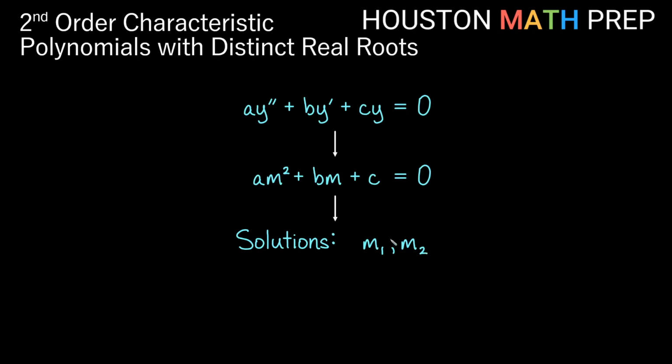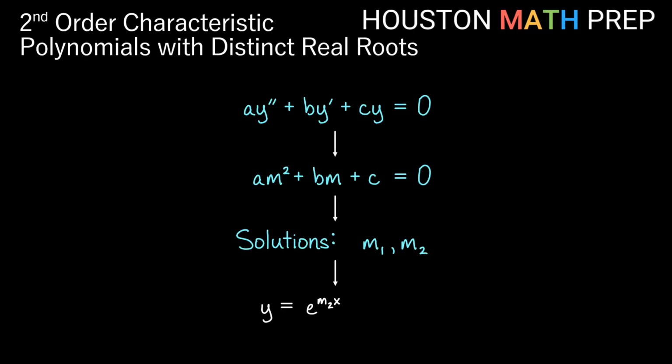And if these are two distinct real numbers, one of our solutions, remember, will be y equals e to the m1 times x, where m1 is just some solution, so it'd be some constant multiple of x inside our exponential. That will be some solution, and it also means that y equals e to the m2 times x will also be a solution to our equation.